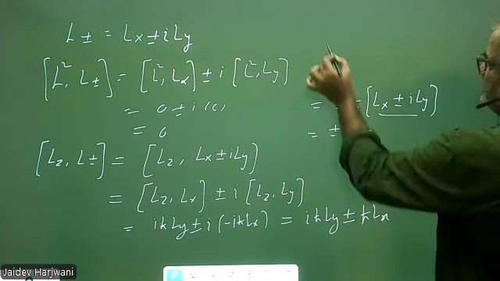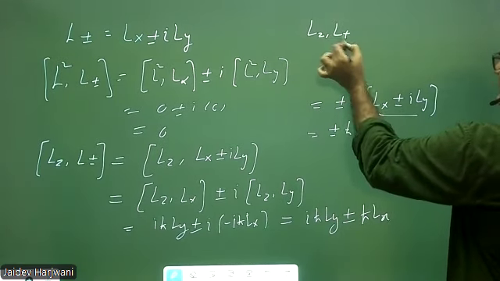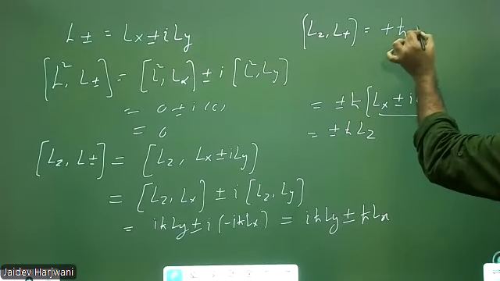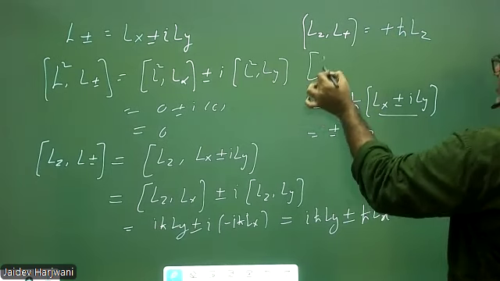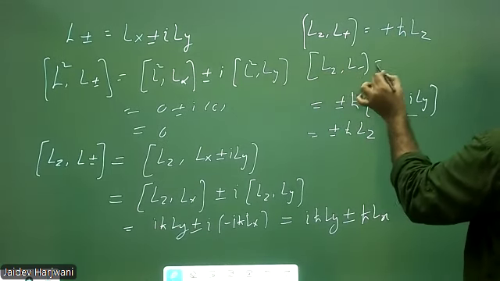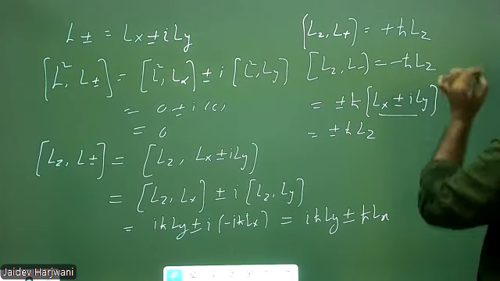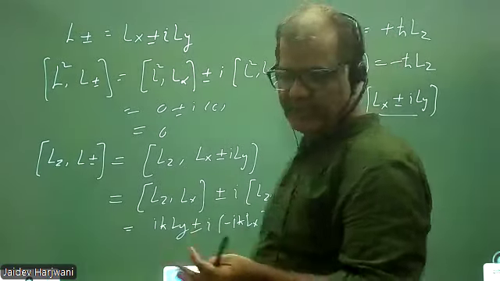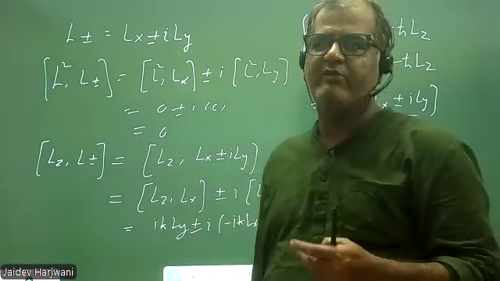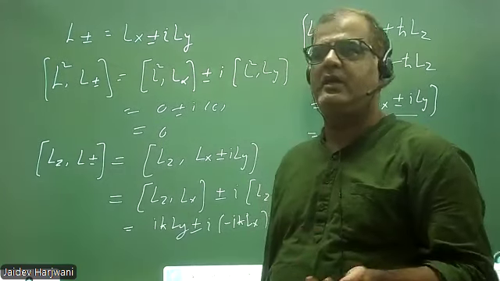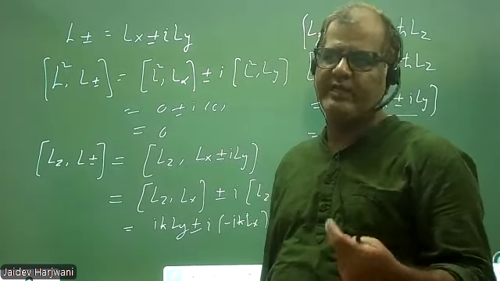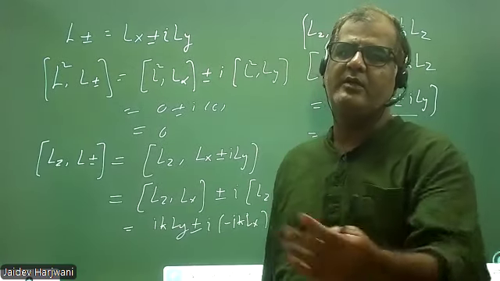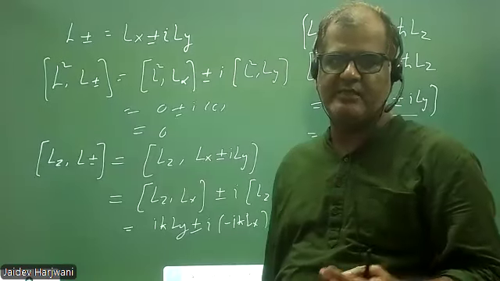That means if you take [Lz, L plus], this will come plus h cross L plus, and if you have [Lz, L minus], you get minus h cross L minus. So we have seen some important commutators which I require for the derivation of the values of angular momentum. So in the next video we'll calculate the eigenvalues for angular momentum without knowing its eigenstate. So I'll stop here. Thank you very much.